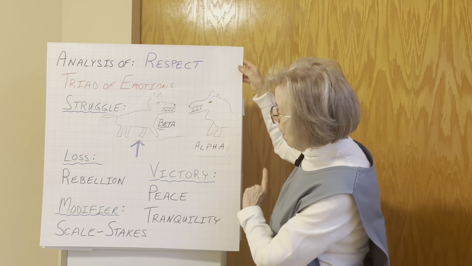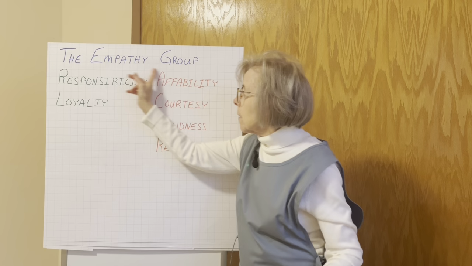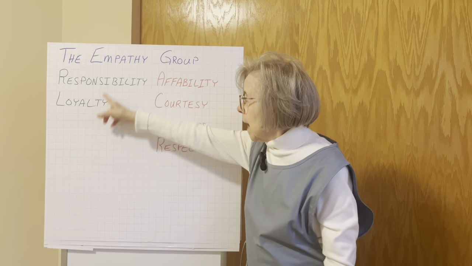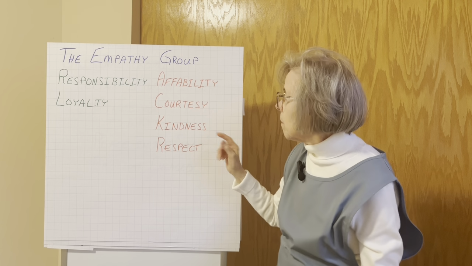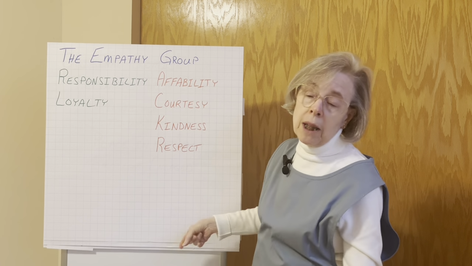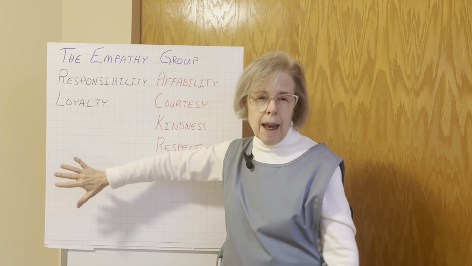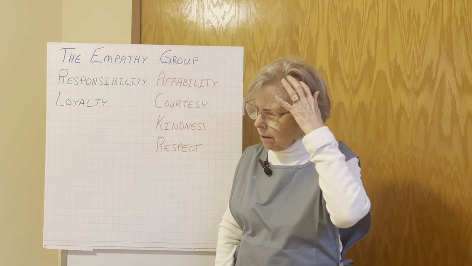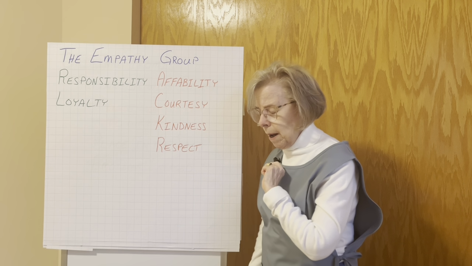Okay, so next we have to look at, let's take a quick look at this empathy group. It's growing rapidly. We have 6 and we have 7 more to go for 13 total. If responsibility and loyalty seem a lot alike, and of course we're familiar with how alike these guys are, then we're going to find in the empathy group that we're going to see these clusters, and 2 of the traits are going to be so close together that we're going to be taking a look at maybe covering them on the same lesson.